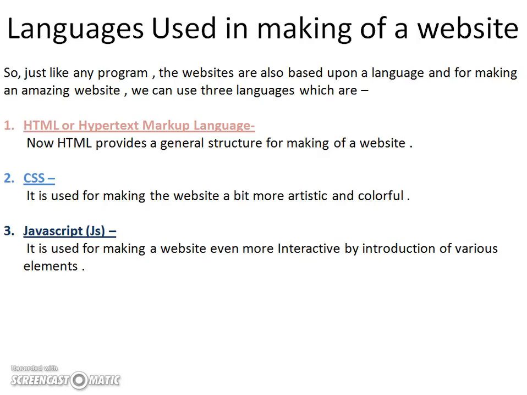Now moving forward, there are several kinds of languages used for making a website. In general, we use HTML, or hypertext markup language, which provides a general structure for the formation of a website. We use CSS for making the website more artistic and colorful, and we use JavaScript for making the site even more interactive by introducing various elements. Other than that, there are some more languages such as XHTML, but that's of later concern. In this course, we'll be learning mostly HTML, CSS, and JavaScript.